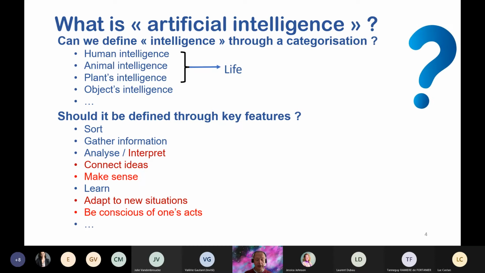So what is artificial intelligence? First, can we define intelligence through a categorization? Human intelligence, animal intelligence, plant intelligence, or even object intelligence? Maybe intelligence is linked to life, considering this aspect. Or should we define intelligence through key features such as sorting things, gathering information, analyzing, interpreting, etc.?